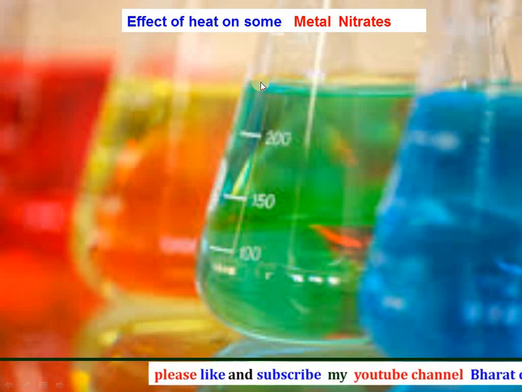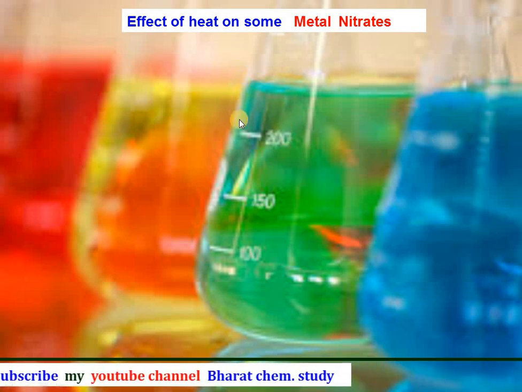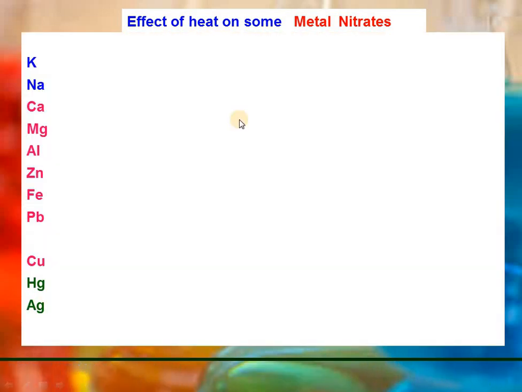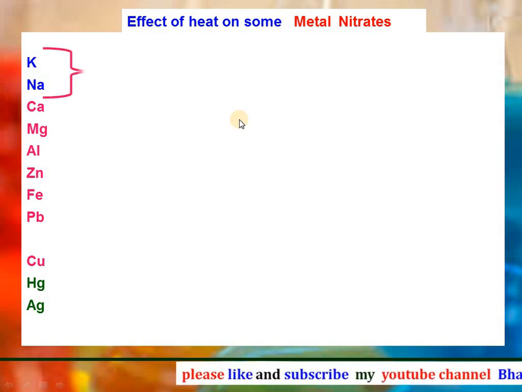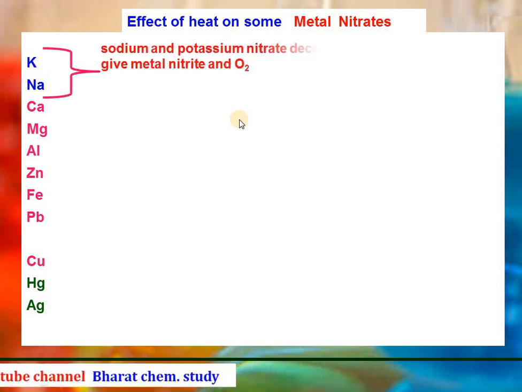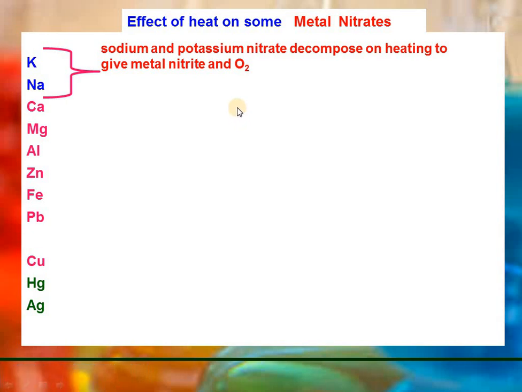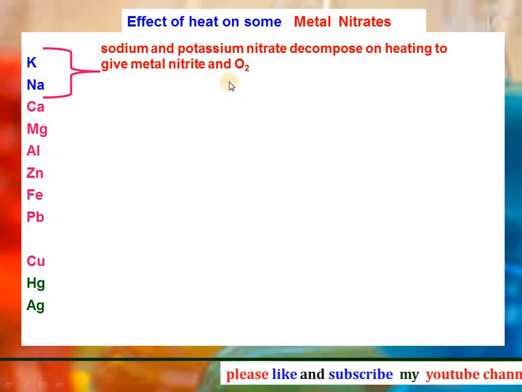Now the effect of heat on metal nitrates. Again we are taking the help of the reactivity series and we are going to remove hydrogen. Nitrates of potassium and sodium decompose on heating to give metal nitrite and oxygen gas.